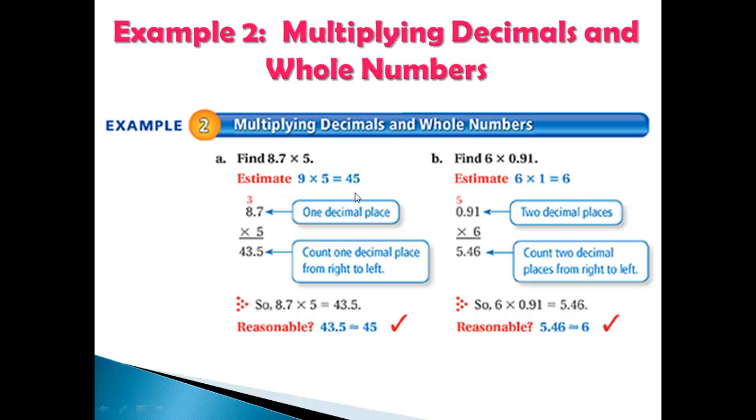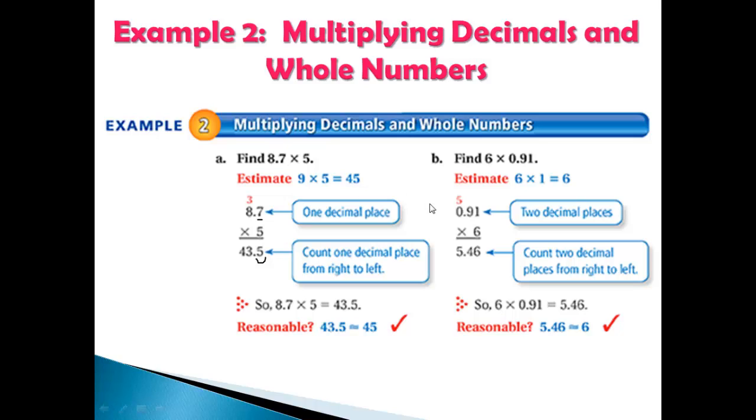Now if we multiply, 5 times 7 is 35, so we write our 5 and carry our 3. And then 5 times 8 is 40, plus 3 is 43. We have one number after the decimal, so we're going to count over one place and put our decimal. So the decimal is going to be between the 3 and the 5, so our answer is 43 and 5/10. This is close to our estimate, which is 45.